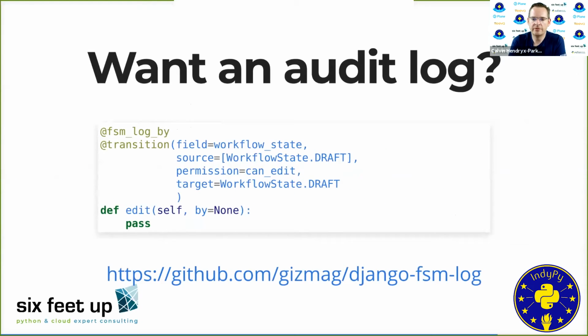And then I mentioned some other benefits around having an audit log. There's an additional add-on for Django FSM called Django FSM Log. If you add this additional FSM log by decorator in addition to your transition, this will take this data and actually log it into an audit log for you automatically. So you get a nice benefit of transition logging support, or audit log support.